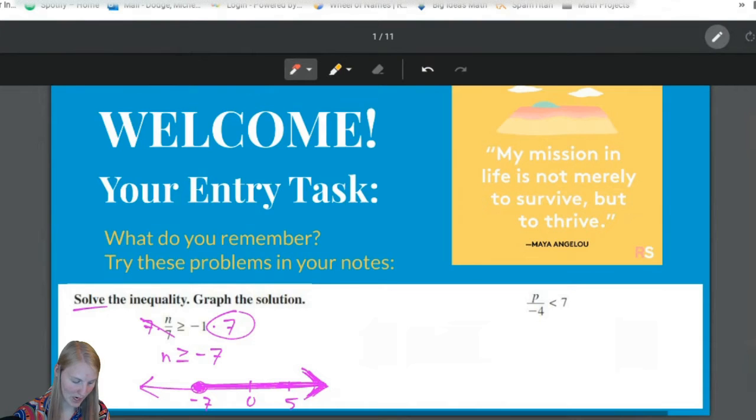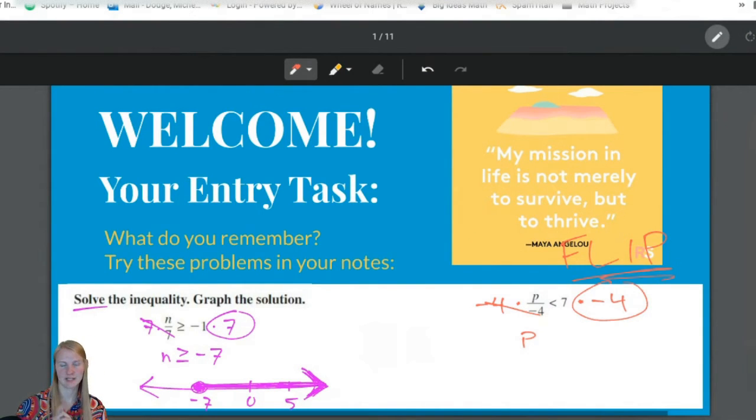Here, I want to get p by itself, and I'm dividing by -4. So I'm going to multiply both sides by -4. And now, that is multiplying by a negative number, so we need to flip it. Yes, indeed. So the sign goes from less than, turns into greater than, and 7 times -4 is -28. Wonderful. So we have solved, but now we need to graph.